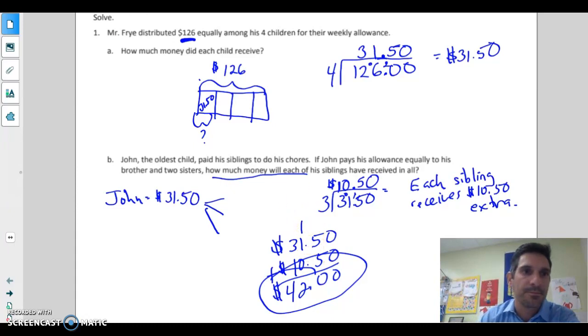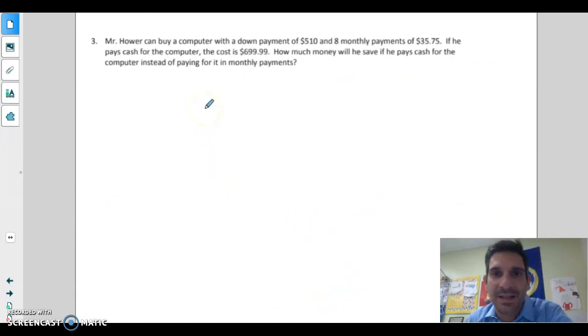Okay? Next problem. Mr. Howard can buy a computer with a down payment of $510 and 8 monthly payments of $35.75. If he pays cash for the computer, the cost is $699.99. How much money will he save if he pays cash for the computer instead of paying for it in monthly payments? All right. Down payment is this. What this means is money down. So this is what you pay when you buy it. Then, because you don't have that money at one time, you will pay 8 monthly payments. So once a month, you're going to pay $35.75.